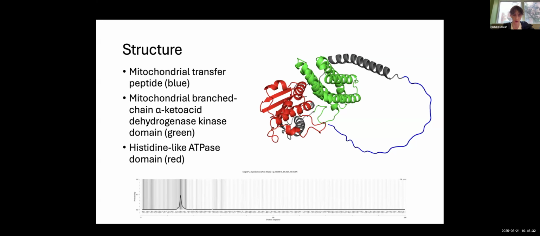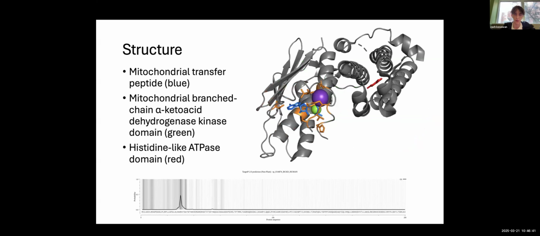So on the bottom of the slide, I've shown the target P predicts the presence of this mitochondrial transfer peptide, and that it will be cleaved off after arginine 30. So we can look at another structure here, which is actually a crystal structure obtained of the protein, and here the mitochondrial transfer peptide has been cleaved. This also shows the interaction of the protein with one of its substrates, which is ATP.